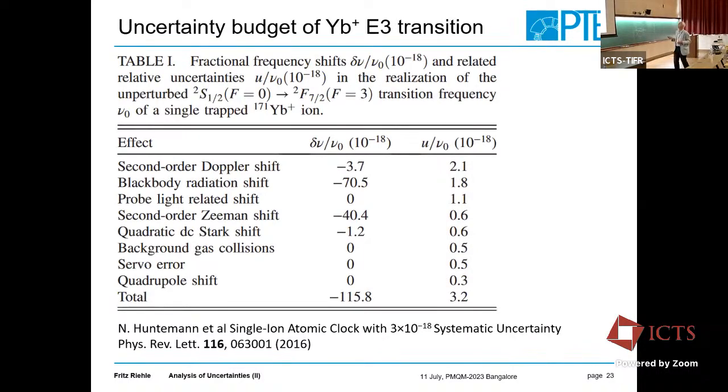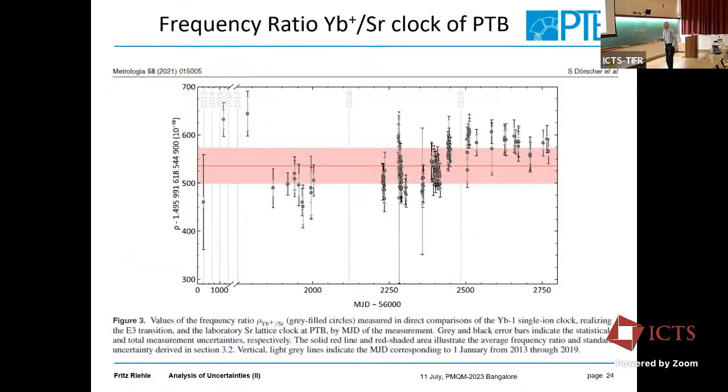I should also give the uncertainty budget of the ytterbium. In this way, the factors look different. 7 times 10 to minus 18, the black body radiation. I have shown you how you can reduce it. And in total, they came up with a relative uncertainty of 3 times 10 to minus 18. And they have done measurements over 5 years or so, and this is the result.